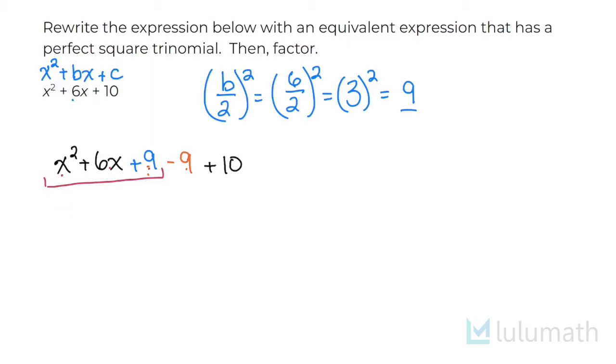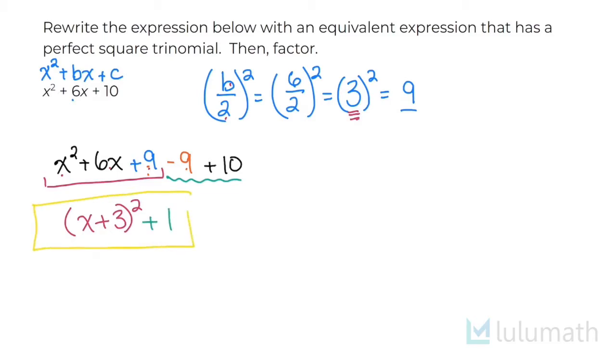So I can recognize right away that it is x plus 3 quantity squared, and notice that the 3 is the value that we had here after we divided the b by 2. But we still have this minus 9 plus 10, so when I put together the negative 9 and the positive 10, I end up getting a positive 1. And this is my equivalent expression that has been factored.